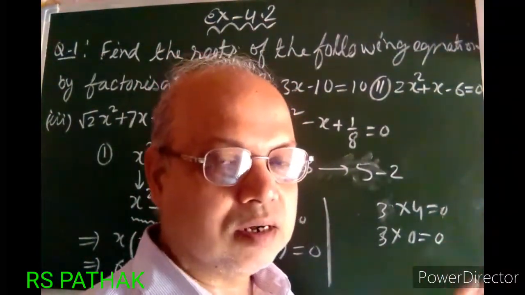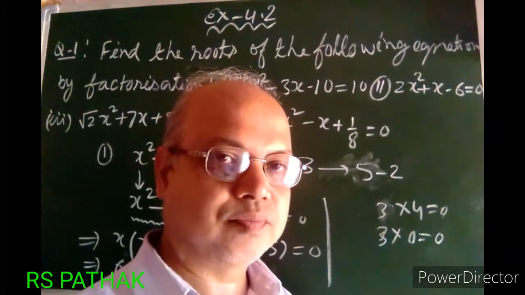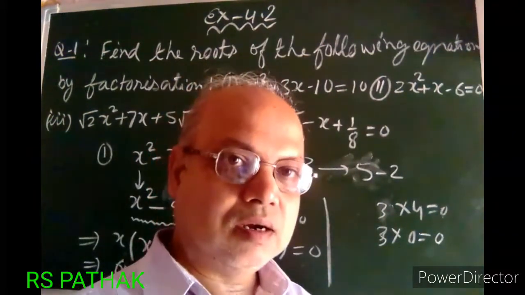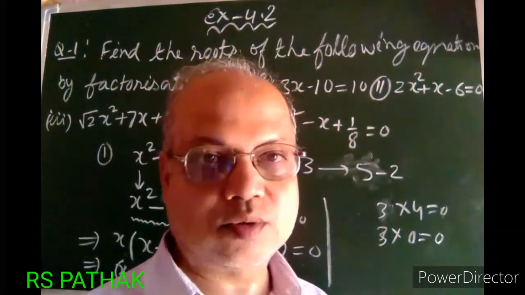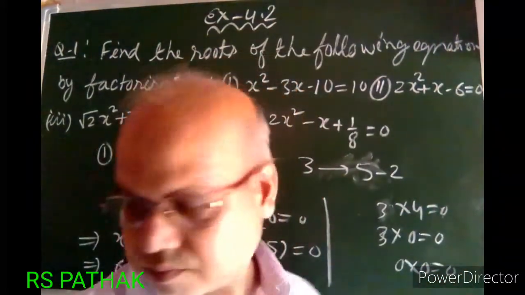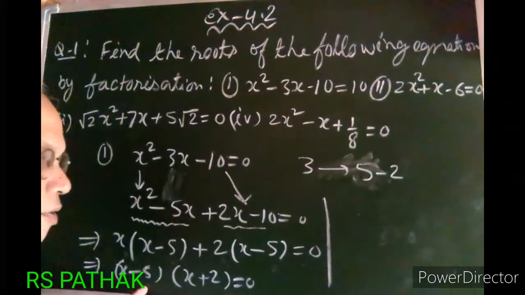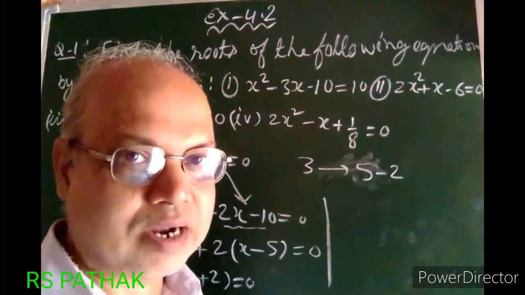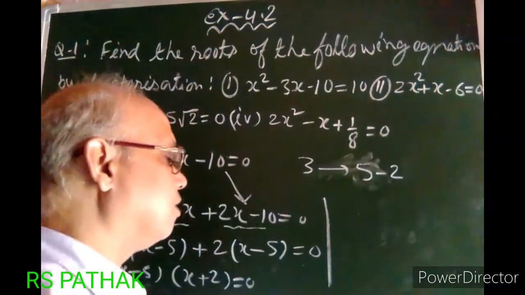The answer will be 0 only when after the multiplication of both the numbers the result will be 0. It is possible only when one of the two numbers is 0 or both the numbers are 0. 0 into 0 is equal to 0. Therefore, which number is 0? x minus 5 is 0 or x plus 2 is 0? I don't know. Therefore, I will equate both the factors to 0.